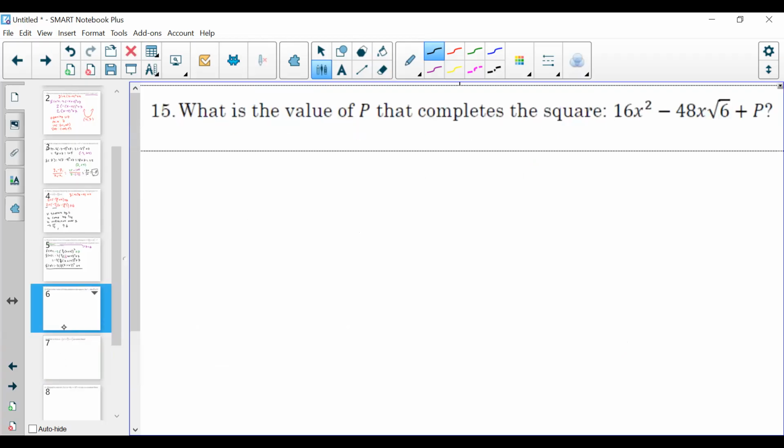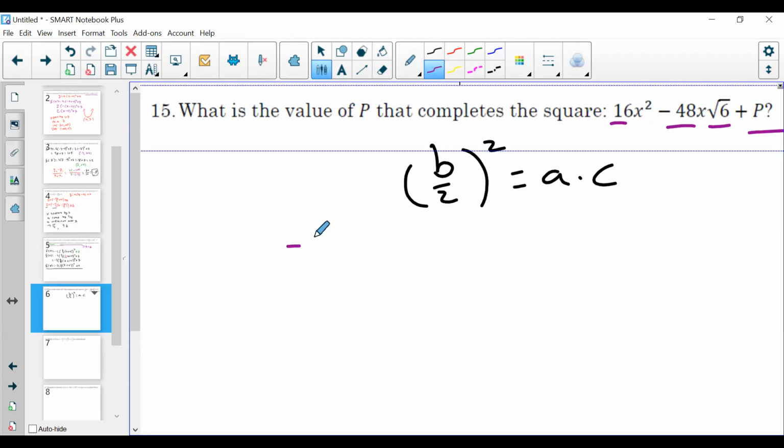All right, we're on 15. What is the value of p that completes the square of 16x squared minus 48 root 6 x plus p? For that one, we want to use the formula that (b over 2) squared equals a times c. You do need to know this. That's the formula for it. Where 16 is your a, negative 48 root 6 is your b, and your c is p. So I'm just going to plug everything in.